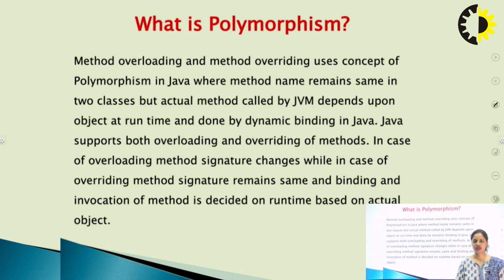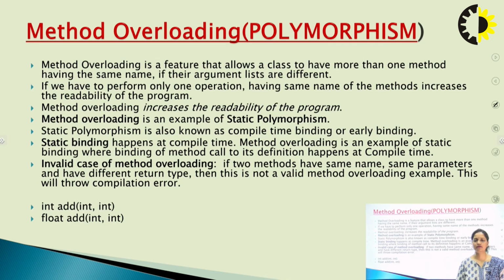Polymorphism is the feature where we are able to attain many forms by a single variable, or a method. That is a concept which is supported by Java. So we have two types of polymorphism. One is static polymorphism and another is dynamic polymorphism. Static polymorphism has an example of method overloading.